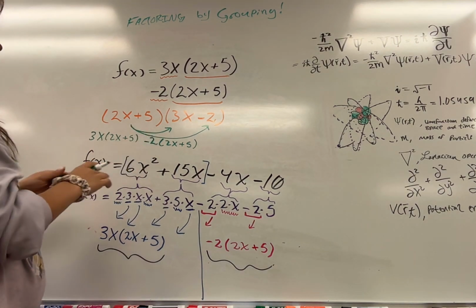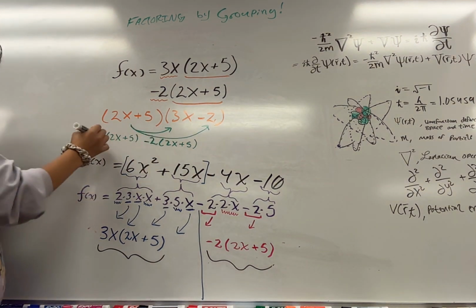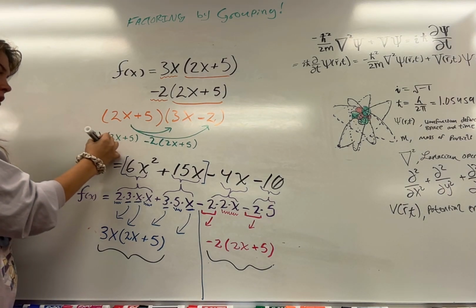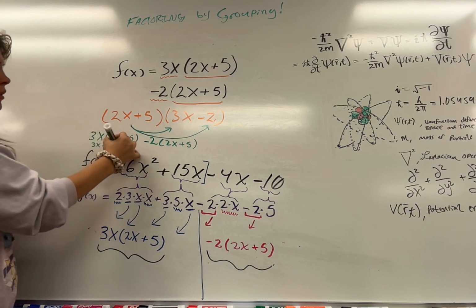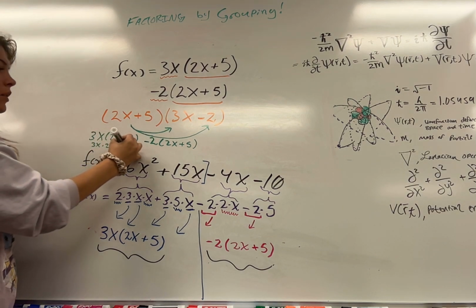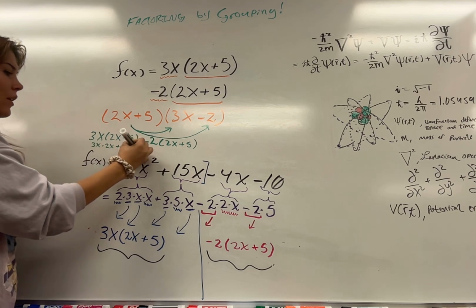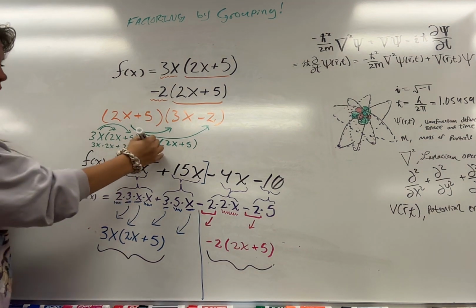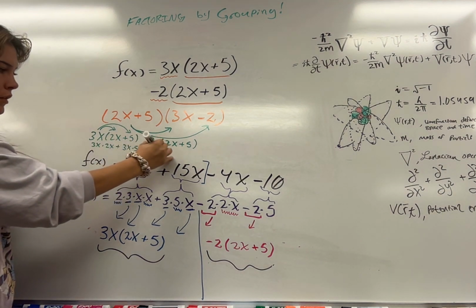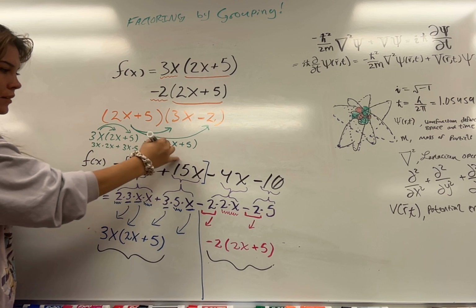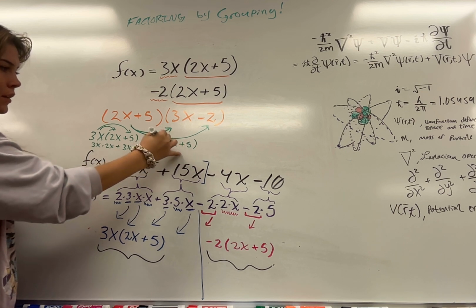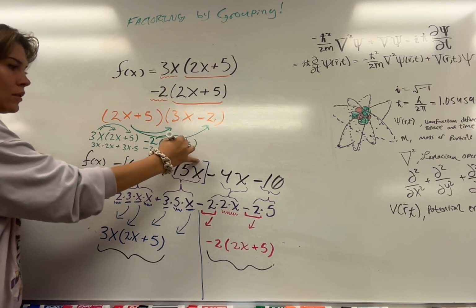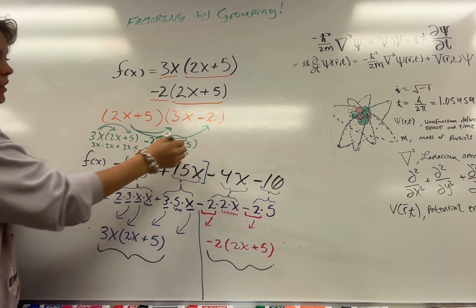And finally, if we were to FOIL this out even further, what we would get is 3x times 2x plus 3x times 5. Again, this would be this, and then this, minus 2 times 2x, which is this, minus 2 times 5, which is that term.